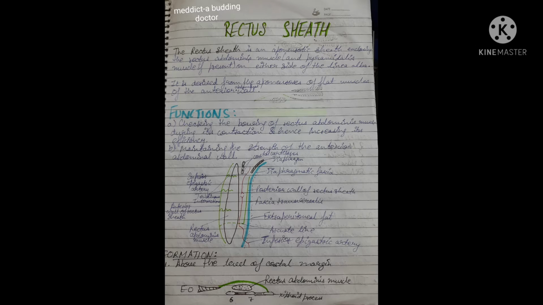Now we are going to discuss the formation of rectus sheath. The formation of rectus sheath differs from above downwards. The first is above the level of costal margin. Above the level of costal margin, the anterior wall is formed by the aponeurosis of the external oblique only, and the posterior wall is deficient, and the muscle lies directly on the 5th, 6th and 7th costal cartilages, as I mentioned earlier.